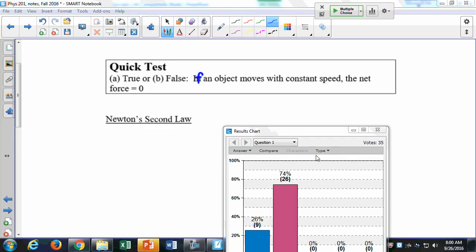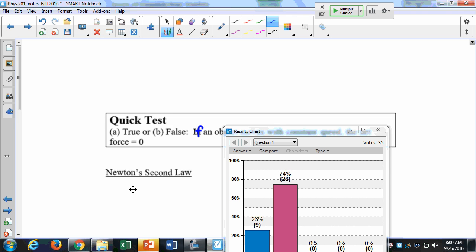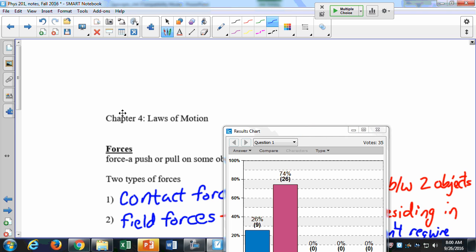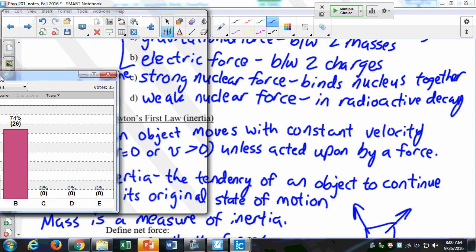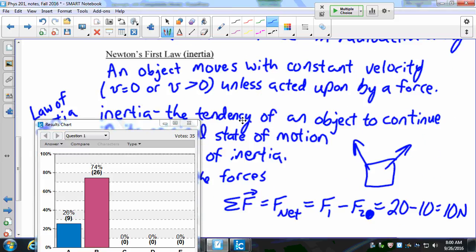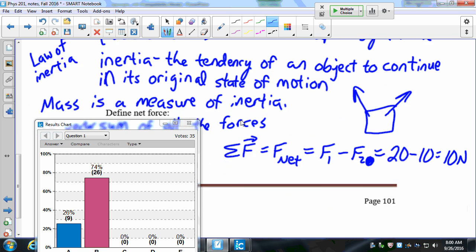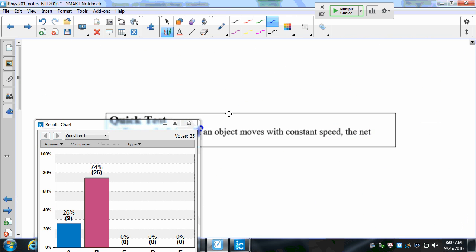Okay, so most of you put false, that is a false statement. So let's go back to what Newton's first law says. I hate true-false questions, don't y'all? Yeah, they're kind of confusing, but they help you to think about things. So, an object will move with constant velocity unless it's acted upon by a force. So, if I have a force that's acting upon it, then it's going to move with an increasing velocity or a decreasing velocity. So let's go back to our statement.